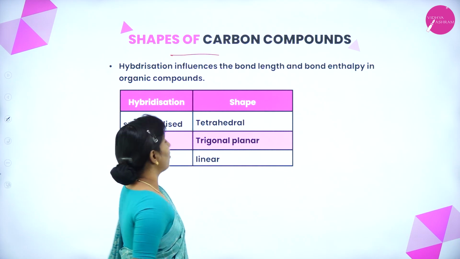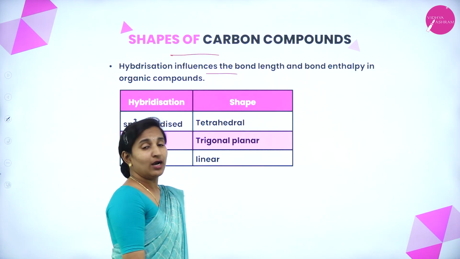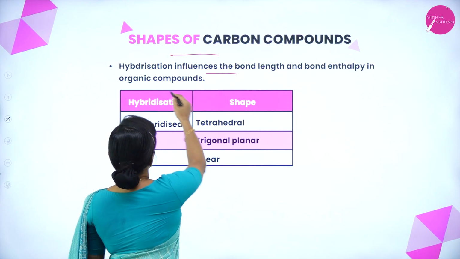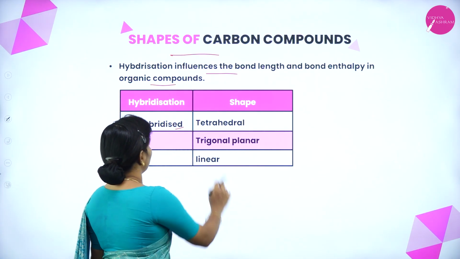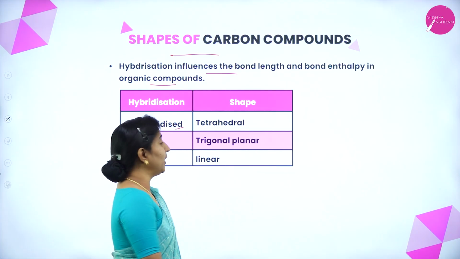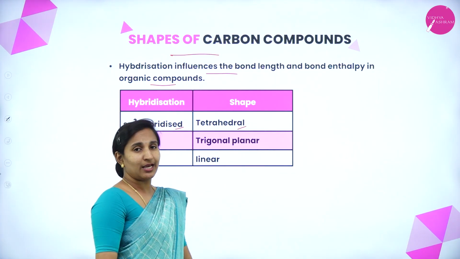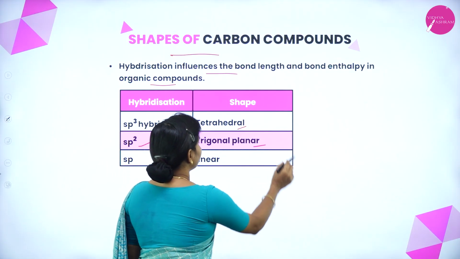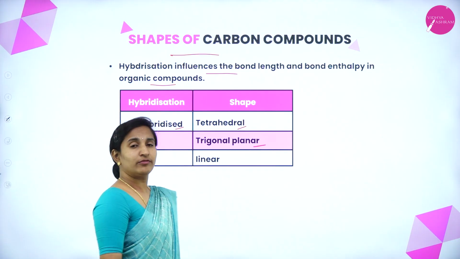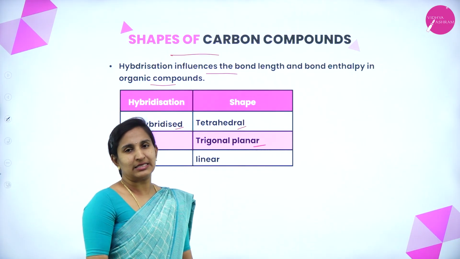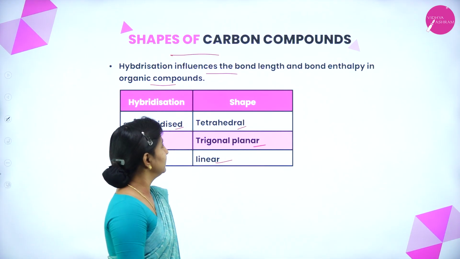Shapes of carbon compounds. Hybridization influences the bond length and bond enthalpy in organic compounds. If the hybridization is sp3, the shape will be tetrahedral. If it is an sp2 hybridized compound, the shape of the compound will be trigonal planar. If the hybridization is sp, the shape of the compound is linear.